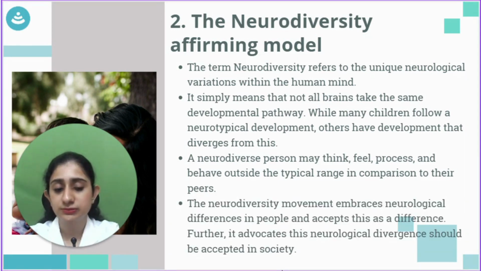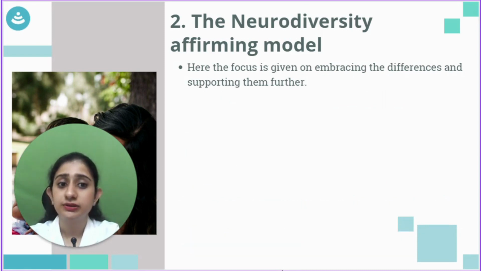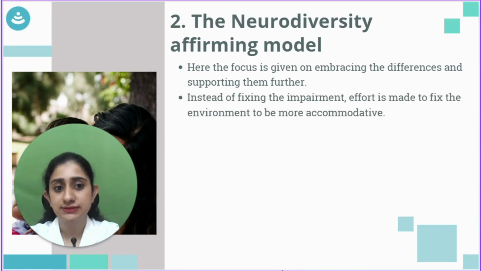The neurodiversity movement embraces neurological differences in people and accepts this as a difference. Further, it advocates this neurological divergence should be accepted in society. Here, the focus is given on embracing the differences and supporting them further. Instead of fixing the impairment, effort is made to fix the environment to be more accommodative.